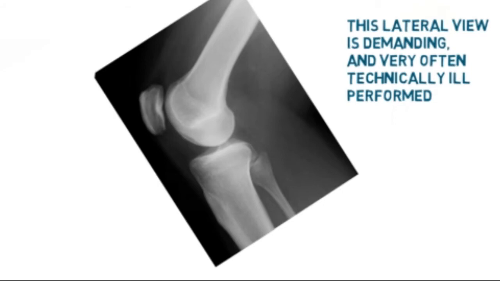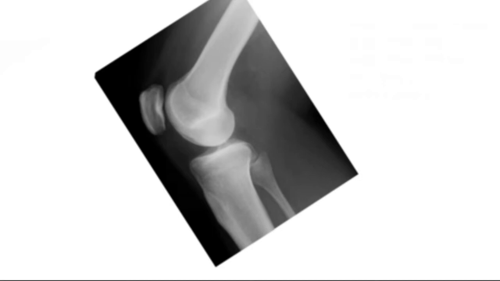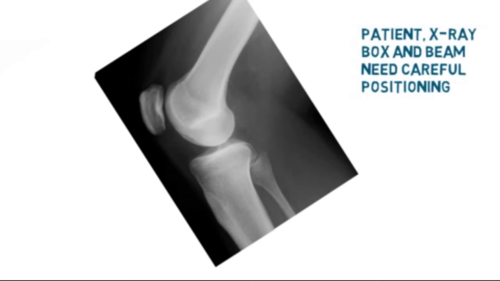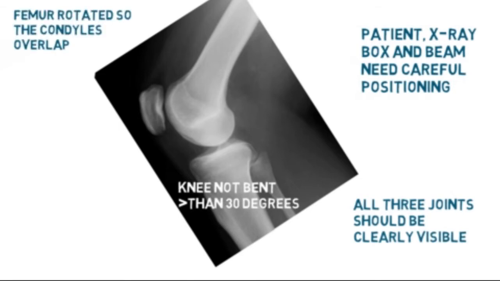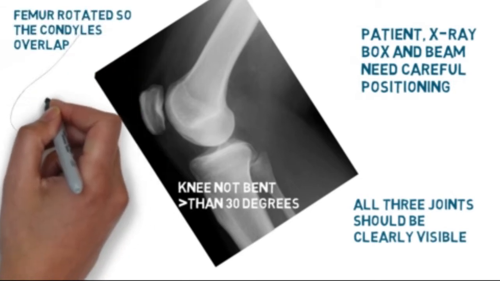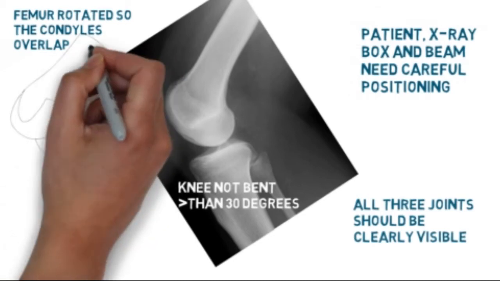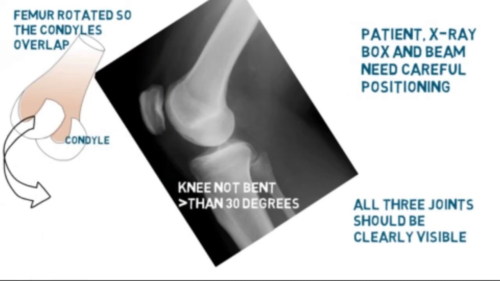However, unfortunately, it's quite a technically demanding view, and is often ill-performed, and potentially valuable information left unappreciated. The patient needs to be lined up very carefully, so that on the film all three of the joints already mentioned should be clearly visible. The knee should not be bent more than 30 degrees. The femur should be positioned so that the two rounded ends or condyles of the femur appear as if there's only one, because the one condyle is overlapping the other in the view.